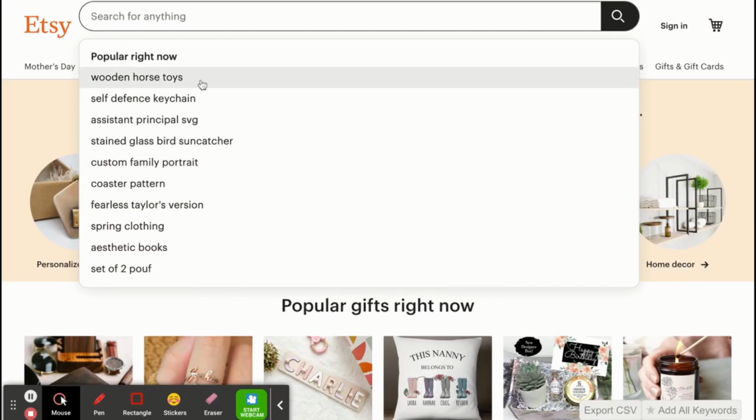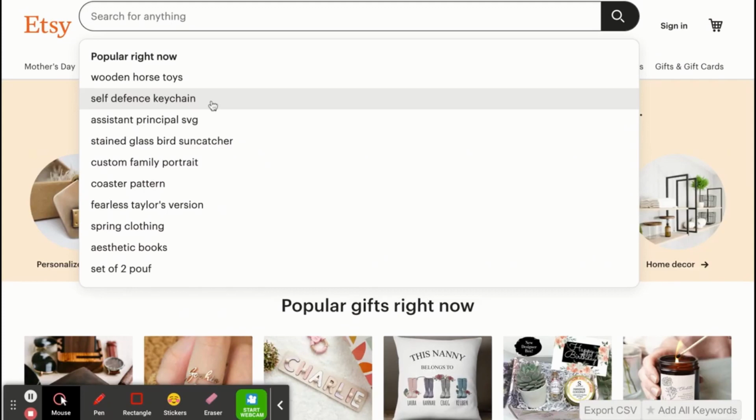For example, wooden horse toys. I would look further into this item to see if this is something that I could possibly sell on Amazon. Something like a custom family portrait, I know it's going to be hard for me to have a customized item as a beginner seller on Amazon, so I would skip that item. Self-defense keychain. This is another item that has a potential to sell on Amazon, and I would do further analysis to see if this is something that I could also sell on Amazon. So as you can see, I'm just getting product ideas on Etsy.